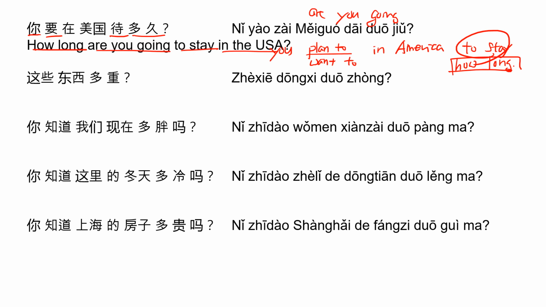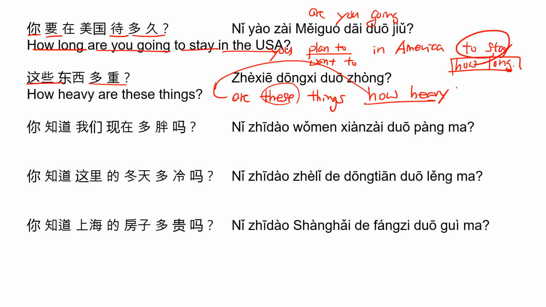这些东西多重? So this is plural. These, 东西 is a thing. But this is plural, so you need to say these things. And then 多重, how heavy? It's a question, so put how heavy at the beginning of the sentence. How heavy, and these things plural, are these things. How heavy are these things? So these things, 这些东西, and then 多重.